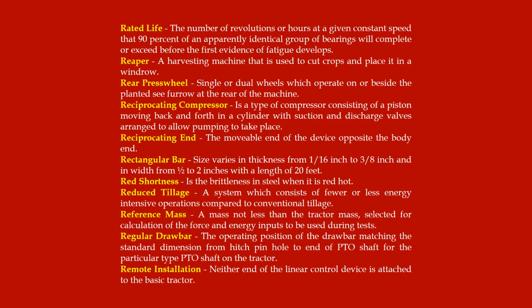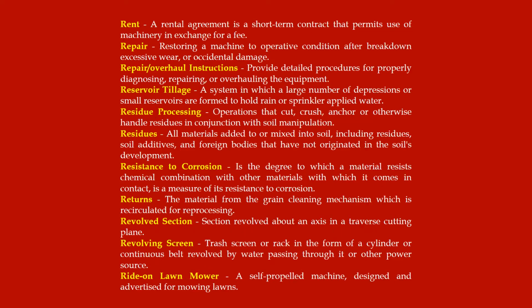Regular drawbar: the operating position of the drawbar matching the standard dimension from hitch pin hole to end of PTO shaft for the particular type of PTO shaft on the tractor. Remote installation: neither end of the linear control device is attached to the basic tractor. Rent: a rental agreement is a short-term contract that permits use of machinery in exchange for a fee. Repair: restoring a machine to operative condition after breakdown, excessive wear, or accidental damage. Repair and overhaul instructions: provide detailed procedures for properly diagnosing, repairing, or overhauling the equipment.